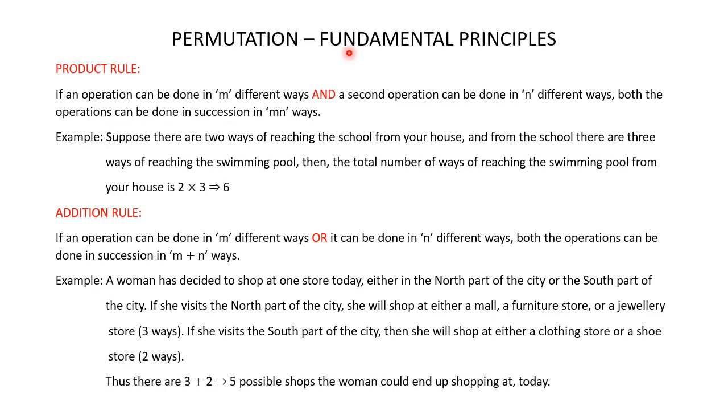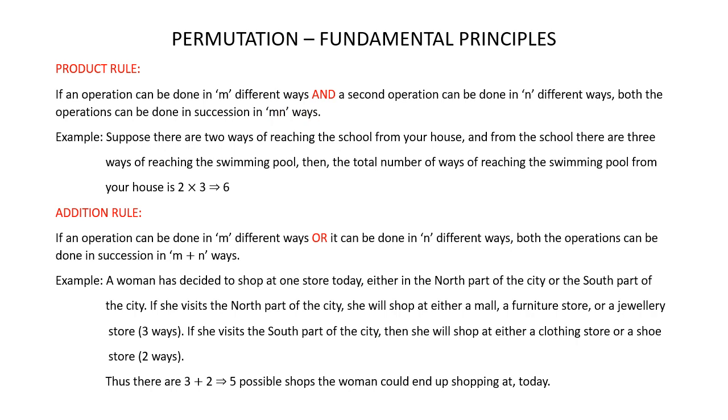Let's understand a few fundamental principles of permutation. Product rule and addition rule, which are very important while solving problems on permutation and combination. Now, first let's understand what the product rule is. If an operation can be done in m different ways and a second operation can be done in n different ways, both the operations can be done in succession in mn ways.